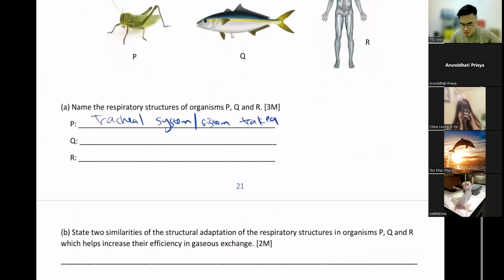What about fish? Okay, fish they use gills. This one you don't need to write system also can. Okay, insang. And humans we use lungs, paru.